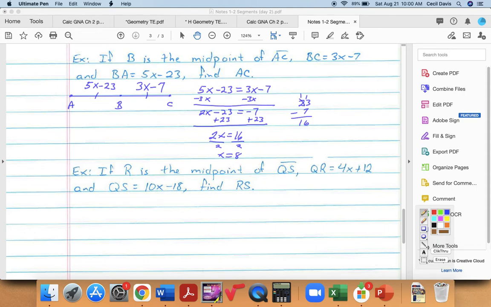But they asked for AC. Well, that's not particularly helpful. I don't have anything about AC. Well, when that happens, we find whatever we can find. We can find the length of AB. The length of AB is going to be 5 times x, which has a value of 8, minus 23. That's 40 minus 23. The length of AB is 17.